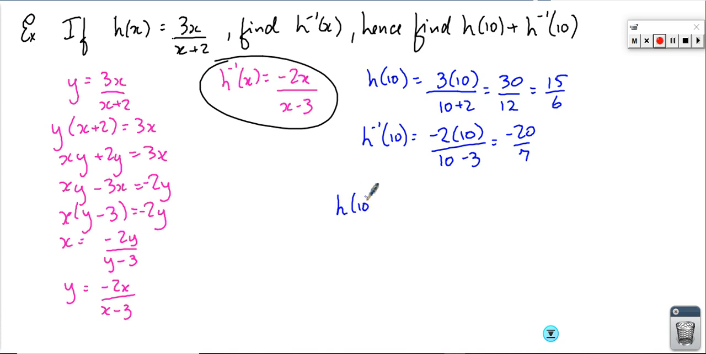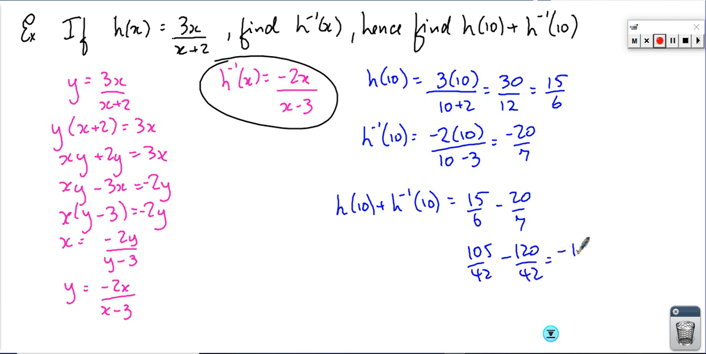So h(10) plus h^-1(10) is 15 on 6 minus 20 on 7. Plus minus is minus, remember. So I'm going to multiply this by 7, I get 105 on 42. Minus, I'm going to multiply by 6, 120 on 42, which gives a result of minus 15 on 42, which can further be simplified to minus 5 on 14. And that is our final result.